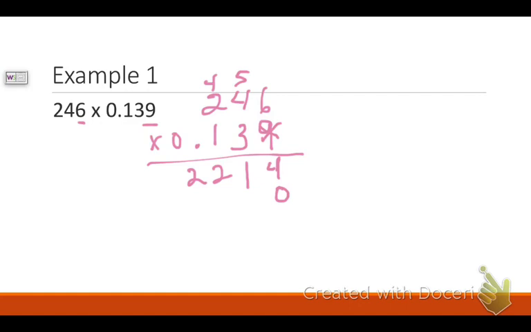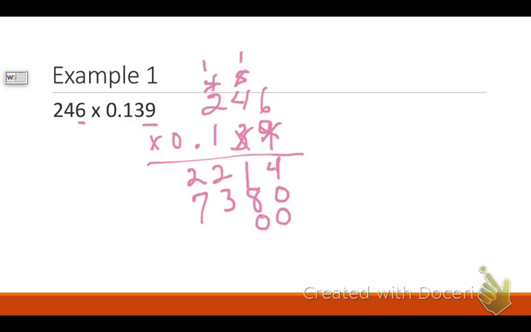3 times 6 is 18. Carry the 1. 3 times 4 is 12 plus 1 is 13. Cross out the 4. Carry the 1. 3 times 2 is 6 plus 1, 7. We are done with the 3. Now we want to add 2 zeros here.